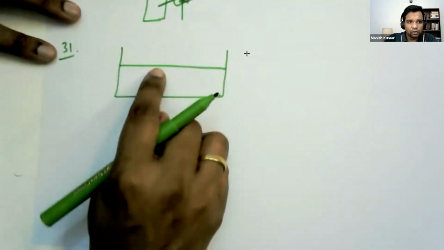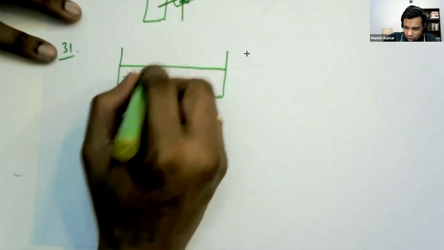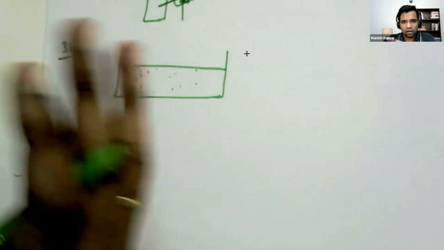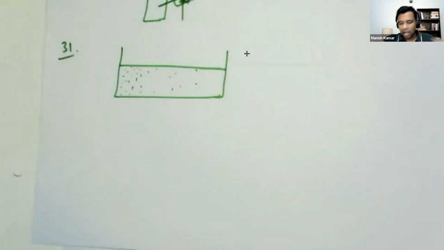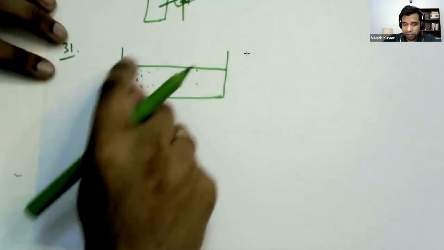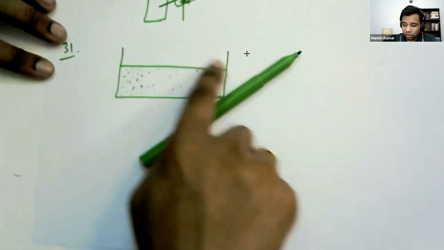All the molecules of water have kinetic energy, and they are constantly moving. They are not staying at the same place. When they are constantly moving, they pound on each other, so they push each other. One molecule pushes the other molecule, which pushes the other molecules, and so on.